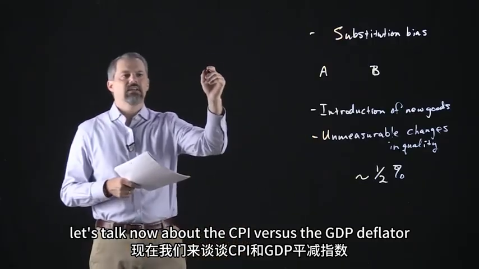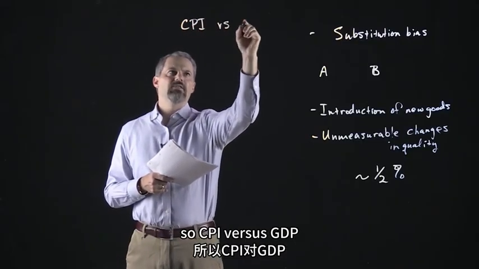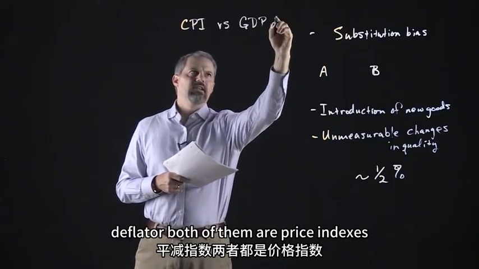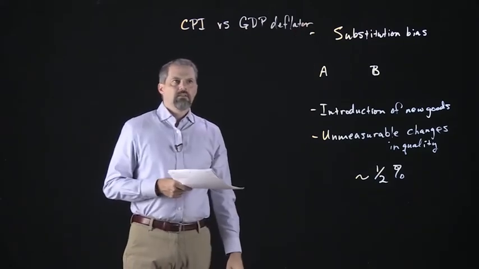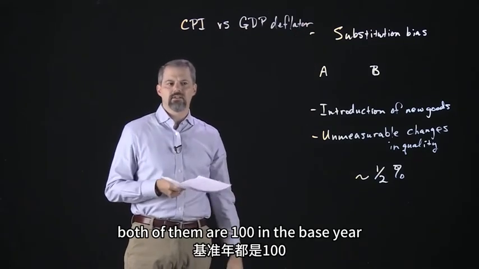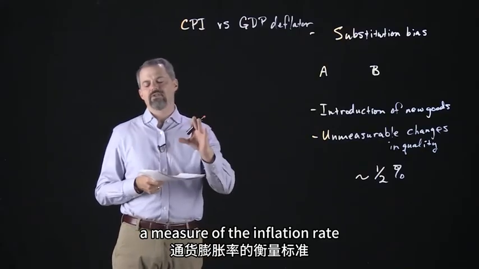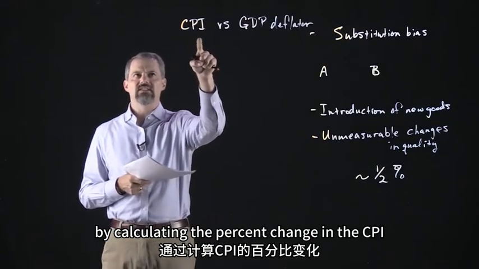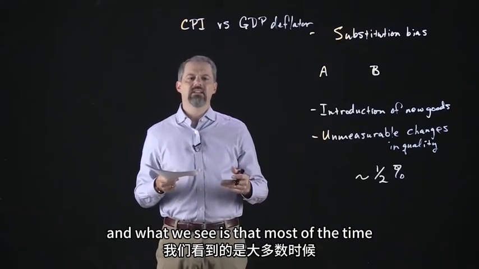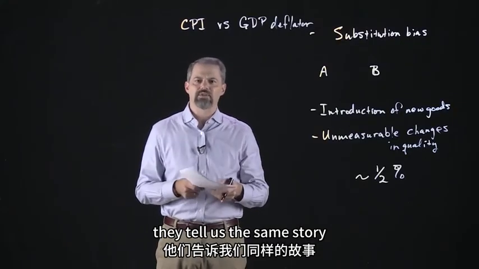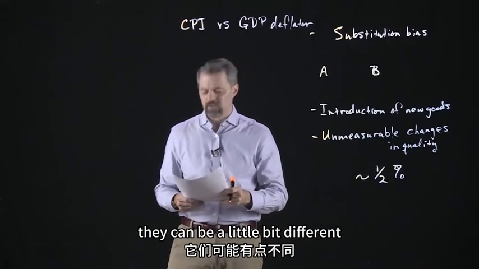Let's talk now about the CPI versus the GDP deflator. Both of them are price indexes. Both of them are 100 in the base year. We can calculate a measure of the inflation rate by calculating the percent change in the CPI or the percent change in the GDP deflator. And what we see is that most of the time they tell us the same story. But there are some times when they can be a little bit different.